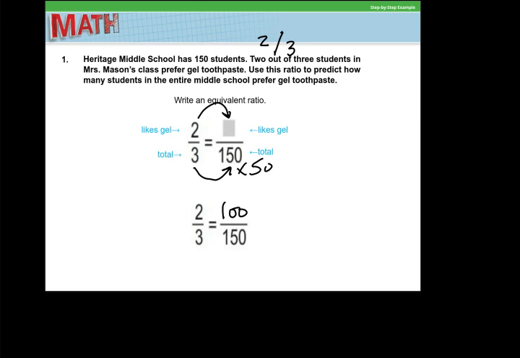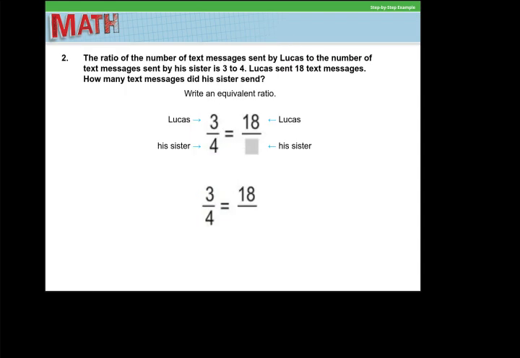Example 2, we have to find the ratio of the number of texts. I'm going way too fast. The ratio of the number of texts sent by Lucas to the number of text messages sent by his sister is 3 to 4. Lucas sent 18 text messages. And how many texts did his sister send? Since we know how many texts he sent in total, we're comparing Lucas to Lucas, sister to sister.